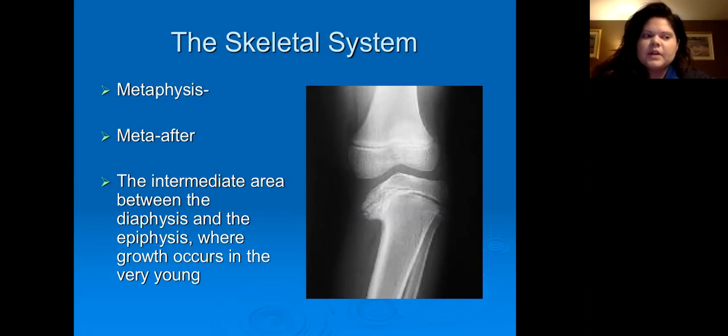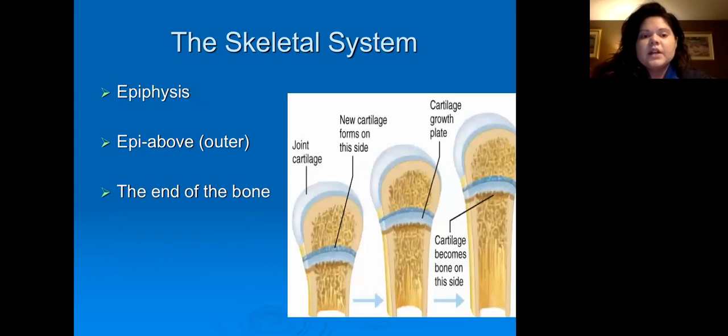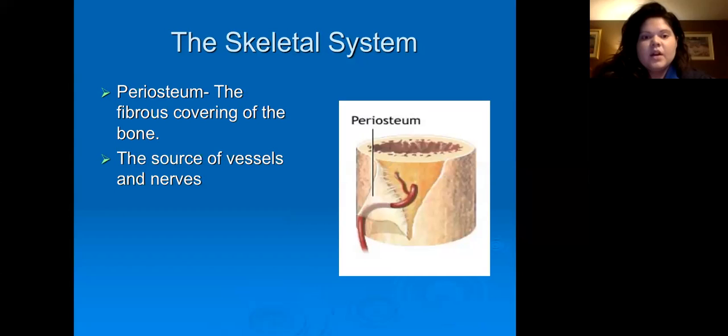That's why it's important to remember that whenever children break bones in various locations, based on where it's at, if it does go through the growth plate, they could have stunted growth as a result. Your epiphysis, epi, is going to be above or outer in the end of bone. So this picture just depicts joint cartilage, new cartilage forms on the side, and then where it is as far as the growth plate. Your periosteum is going to be the fibrous covering of, and it's going to be the source of vessels and nerves that go to and from the bone.